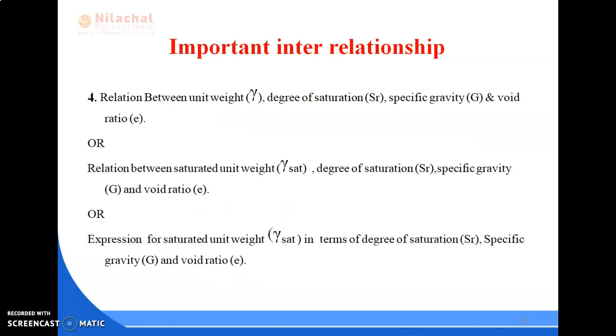So next, another interrelationship. The relation between unit weight gamma, degree of saturation SR, specific gravity G, and void ratio E. Same relation, but the question is something different: the relation between saturated unit weight gamma sat, degree of saturation SR, specific gravity G, and void ratio E. Or the expression for saturated unit weight gamma sat in terms of degree of saturation SR, specific gravity G, and void ratio E.